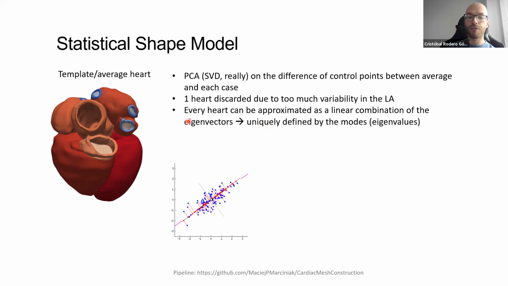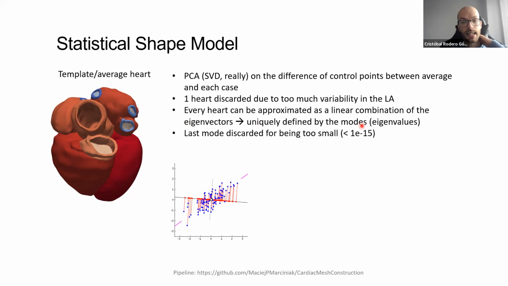I will usually refer to eigenvalues or eigenvectors as modes. This can be confusing at the beginning, but by the context, I think it will be pretty clear when we are talking about vectors and when we are talking about scalars. We discarded the last one because it explained too small of a variance, less than the precision of the machine.